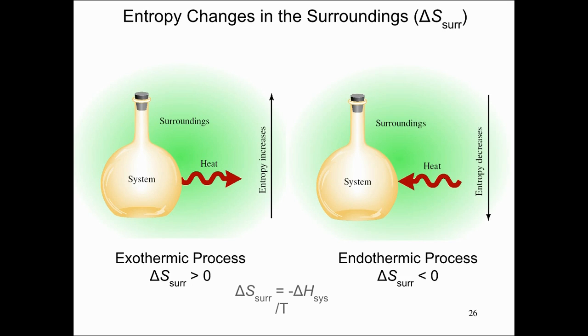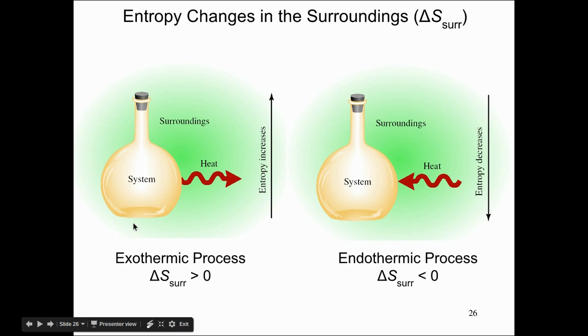So two scenarios. One is an exothermic process. One is an endothermic process. In an exothermic process, we'll focus on this left one first. You can see that heat is transferred from the system, so the reacting system, to the surroundings. Heat is released, which increases the molecular motion of the surroundings and thus increases the microstates of surrounding particles. So the entropy of the surroundings is going to increase in an exothermic process. It's going to do the opposite in an endothermic process.